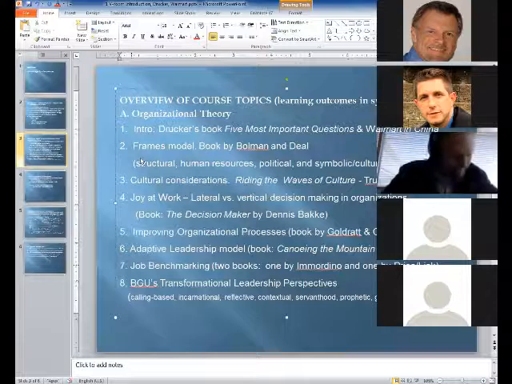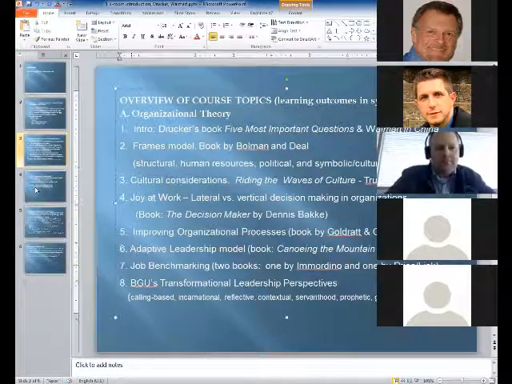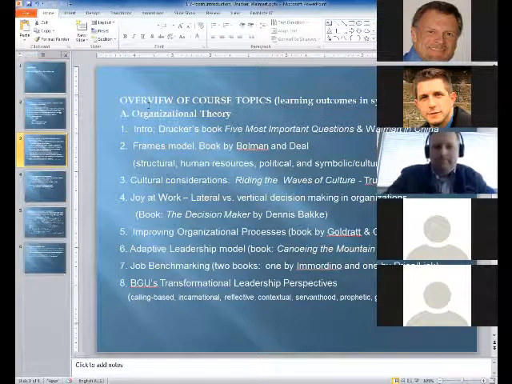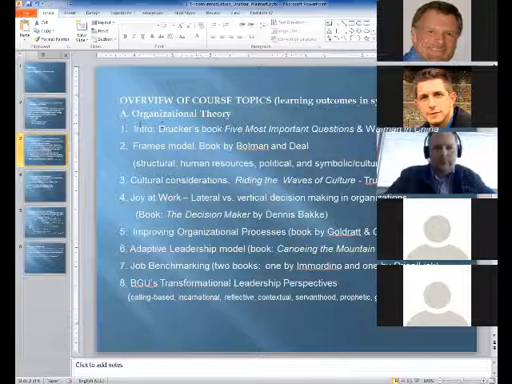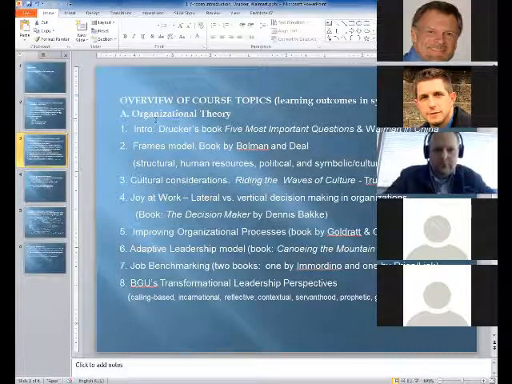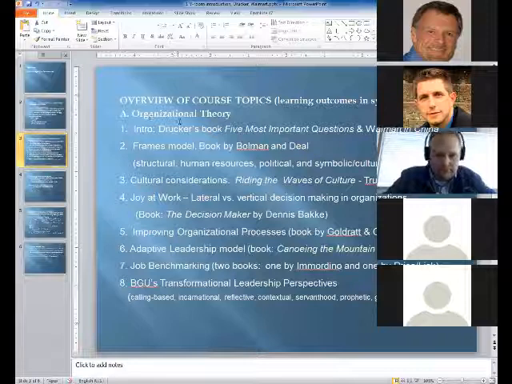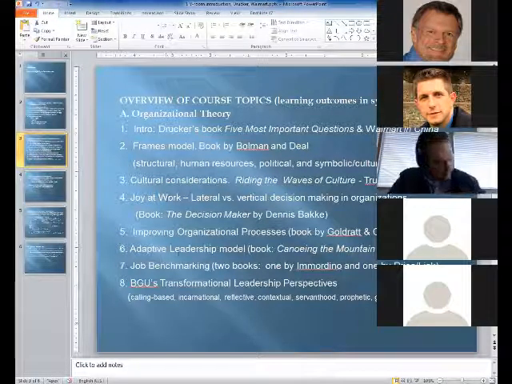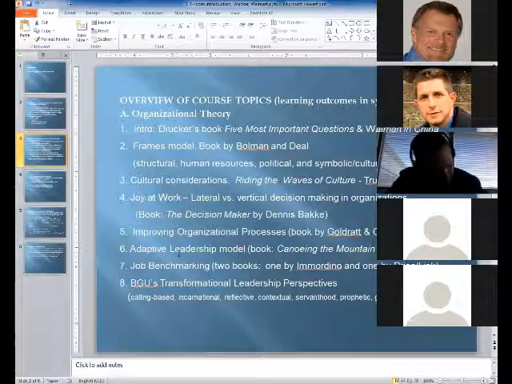All right. Let's see. What I try to do is organize your view of this course according to some of the learning objectives in the syllabus. One learning objective talks about knowing organizational theory, so some of these different books will get you a hold of some of the theory behind an organization.